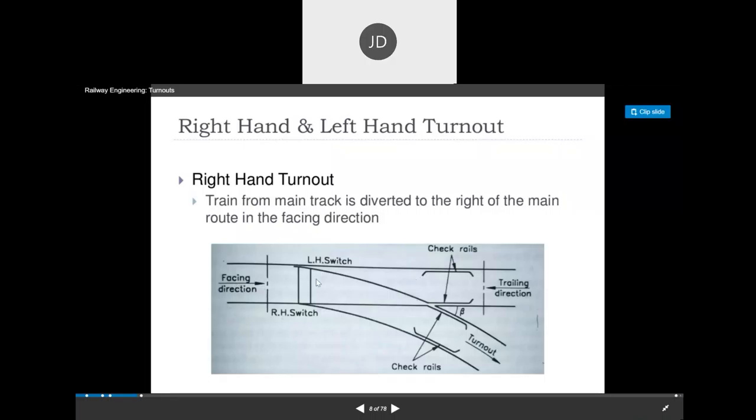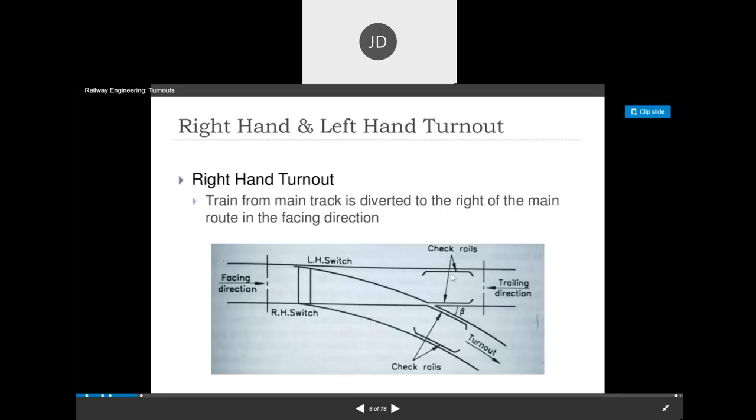Suppose this is your facing direction, that means this is a point, there is a crossing, and your direction can change in this right turn. So it will be your right hand turnout. The train from the main track, the straight one is considered as the main track, is diverted to the right of the main route in the facing direction. That means in the right direction, so it will be a right hand turnout, the basic one. Other things are already given here. Suppose this is a point.